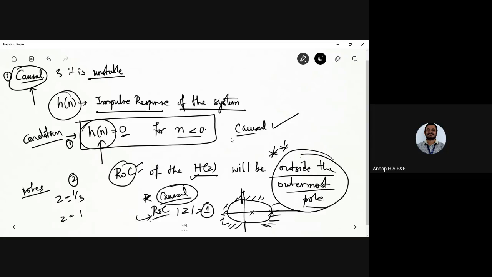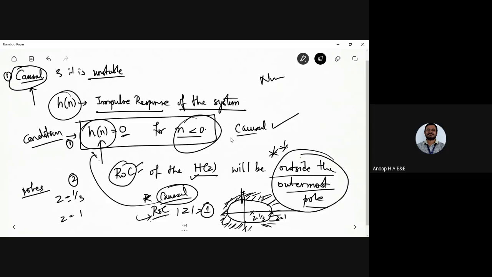So definitely the h of n will be equal to 0 for n less than 0 there. So z is equal to 1 by 3 is one of the poles here, and z is equal to 1 here. So the region of convergence will be the right-handed sequence there. Okay, in case it is the other way, it is said to be a non-causal system.